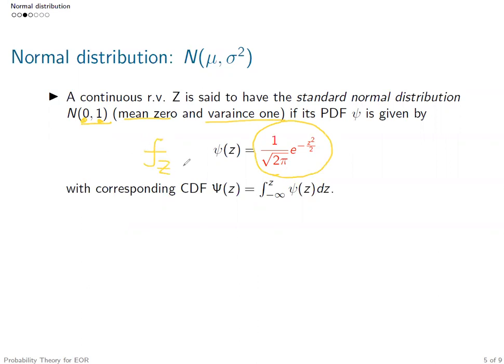Normally we use a small f_Z to denote the PDF function. But this standard normal distribution is so important that it sometimes even gets a specific letter to denote the density and its CDF: the small psi and the big Psi denote the PDF and the CDF of the standard normal distribution, respectively. So if you have a distribution with a PDF function in this format, then it's a standard normal distribution.